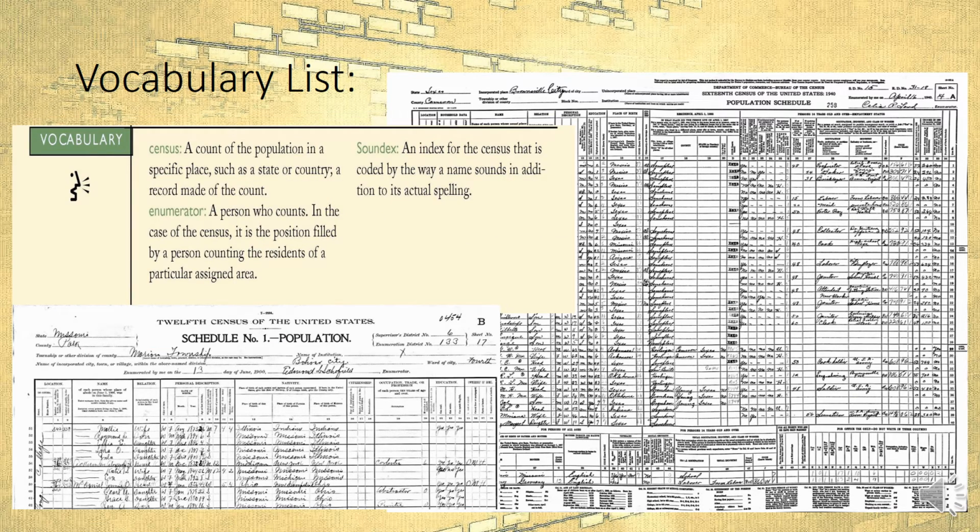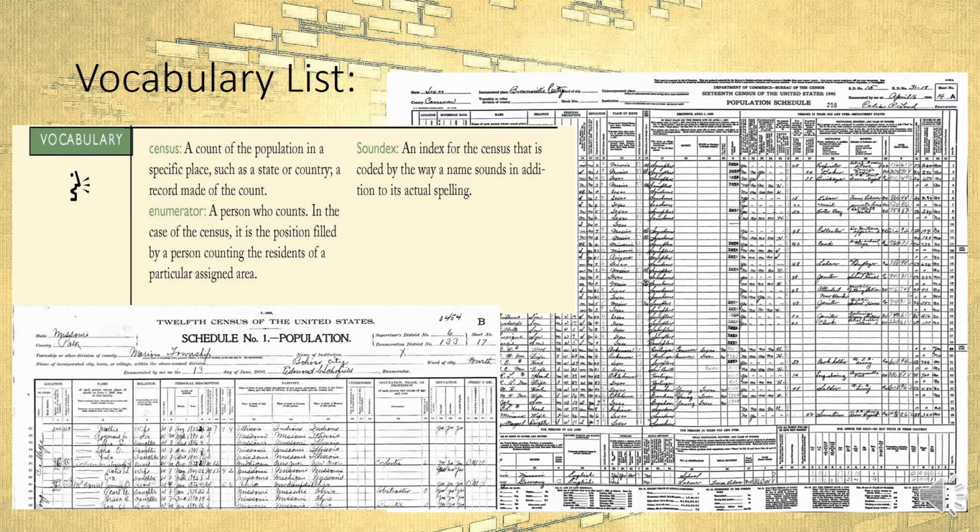Census, a count of a population in a specific place, such as a state or country, a record made of the count. Enumerator, a person who counts. In the case of the census, it is the position filled by the person counting the residents of a particular assigned area. Soundex, an index for the census that is coded by the way a name sounds in addition to its actual spelling.